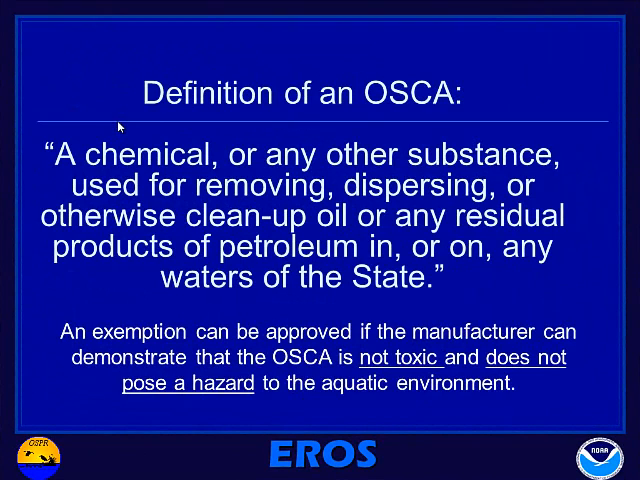Another definition. So, what's the definition of an oil spill cleanup agent, which we call OSCA? It's a chemical or any other substance that could be biological used for removing, dispersing, or otherwise cleaning up oil or any residual products of petroleum in or on or near any waters of the state. That could be marine or freshwater. So our ART licensing applies to Lake Tahoe as equally as it does to 3 miles off the shore. It does not apply to land, and it does not apply to things that aren't oil.